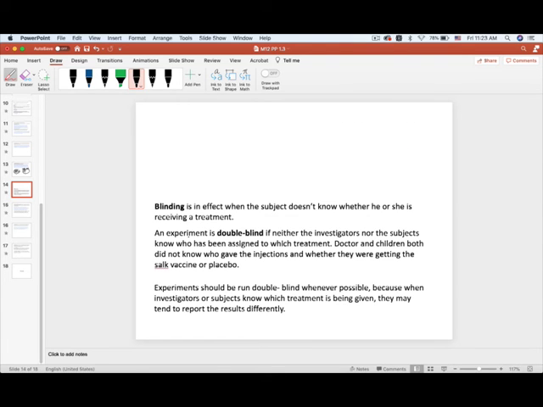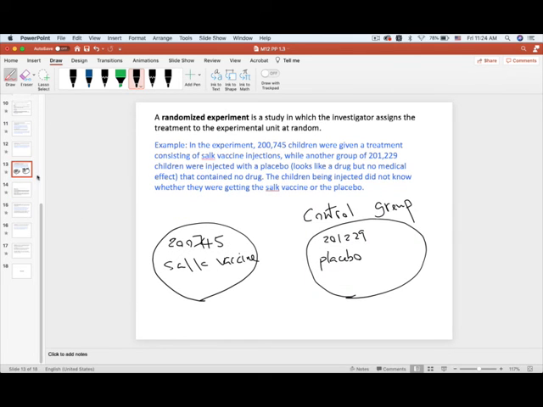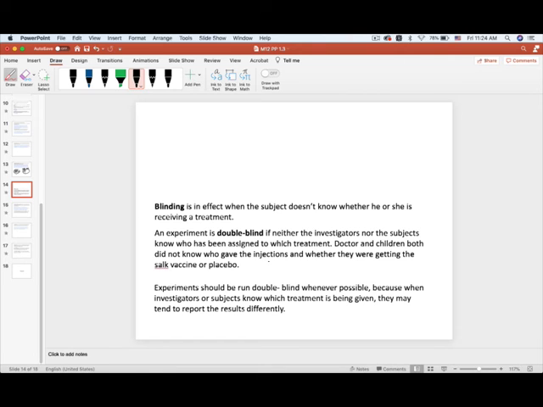Second one, an experiment is double blind if neither the investigator nor the subjects know who has been assigned to which treatment. Doctor and children both did not know who gave the injection and whether they were getting the shot vaccine or placebo. So a double blind experiment means when you set up the experiment, even the doctor, the nurse, and the subject don't know who is going to receive the shot vaccine and who is going to receive the placebo. This is called the double-blind experiment.